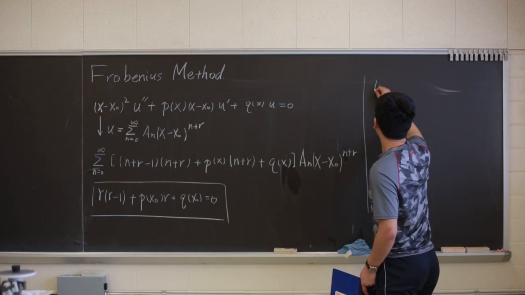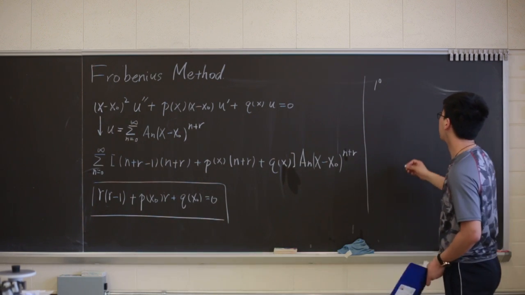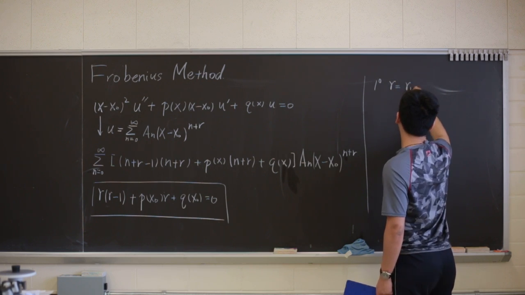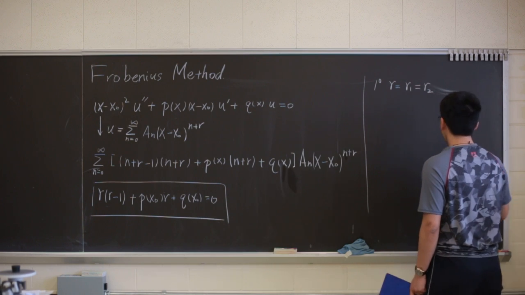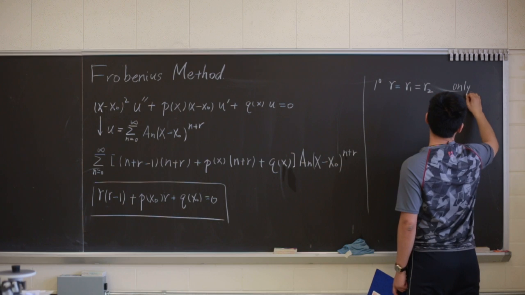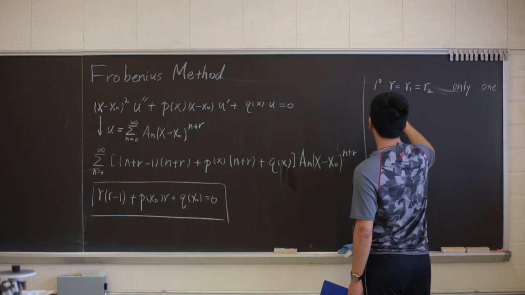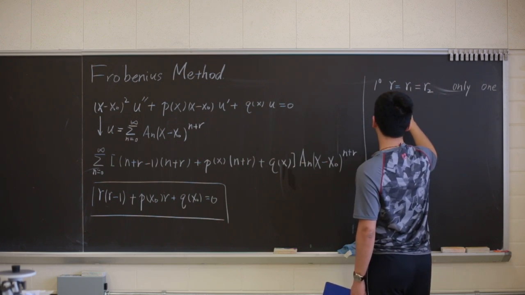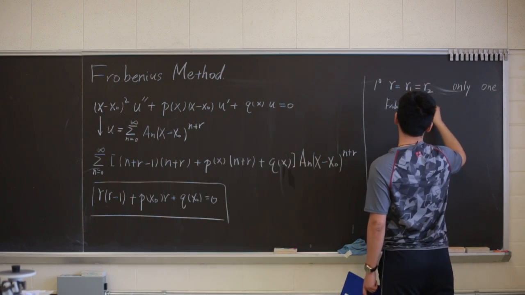So we'll have three scenarios. Of course, we know how to solve a quadratic equation. We have r equals to r1 plus r2. So we only have only one solution. Only one series exists.